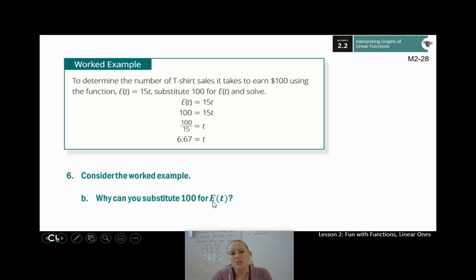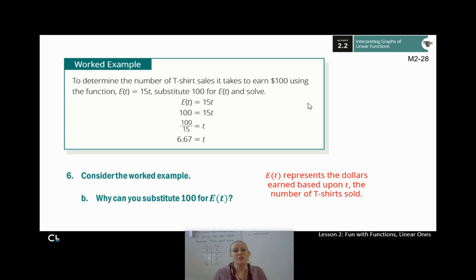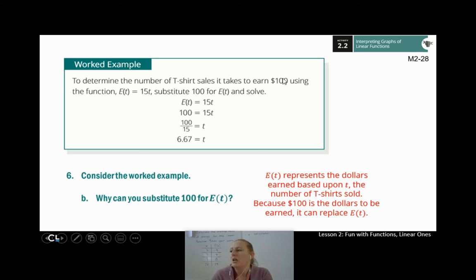Remember that E stood for the earnings, and she wanted to earn $100. So E of T represents the dollars earned based on T, the number of t-shirts sold. So because $100 is the dollars to be earned, that's why it's replacing her E.